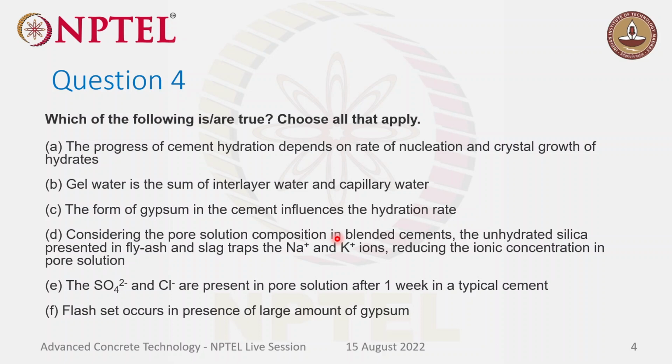Then option F: flash set occurs in the presence of a large amount of gypsum. If you know what flash set is, and if you know the role of gypsum, it's a set controlling agent. If gypsum is present, will flash set occur? If it is so, you have to pick it up. If gypsum is present in the cement, will flash set really occur on hydration? You have to think about it and pick only the correct statements.